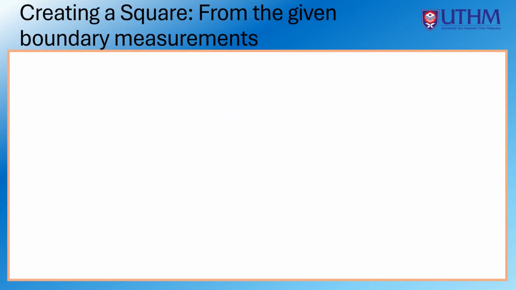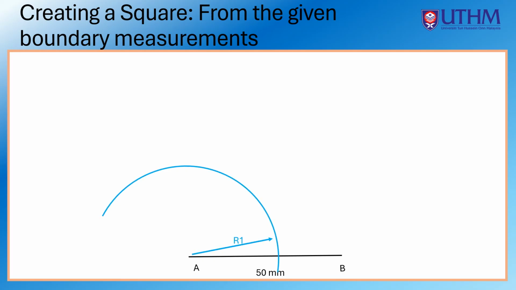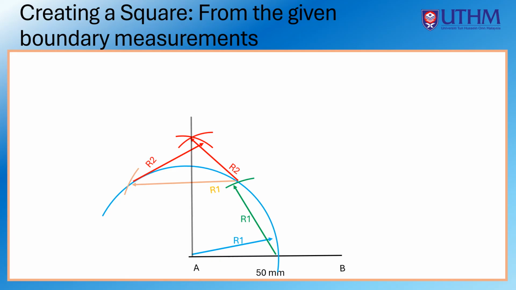Next method is on how to create a square from the given boundary measurement. So let's say you have a straight line AB with a length of 50 mm. From point A, a vertical line is drawn using the method that you have learned before. Now you have created a vertical line, a 90-degree angle. Using the dimension of AB, a boundary AD is marked, that is R3.